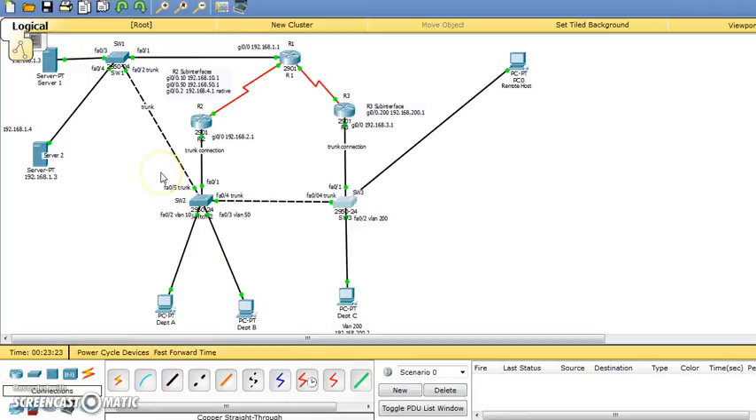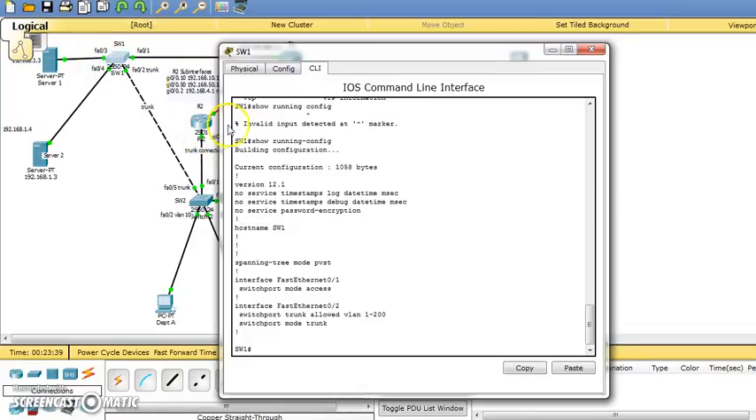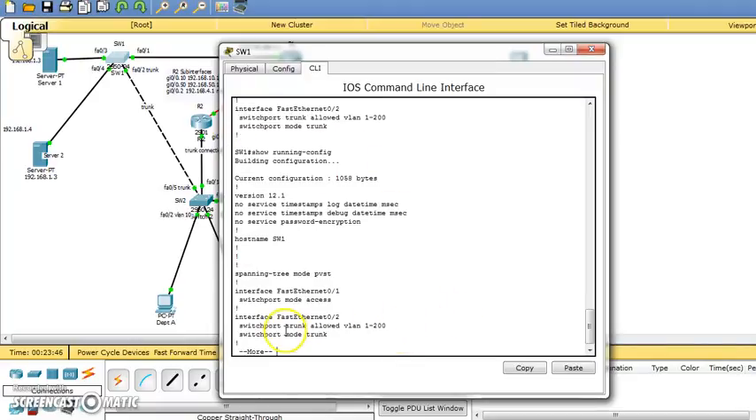I'm going to talk about the trunking protocol that we use. We have a trunk cable that is connecting all of our switches, switch 1, switch 2, and switch 3. Just to show you that it is working, this is switch 1, so I'll show you show running config, and you can see here that our trunk is on port 2 right here. The trunk allows VLAN 1 through 200.